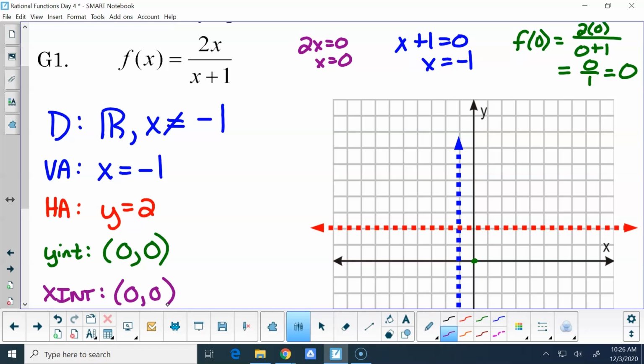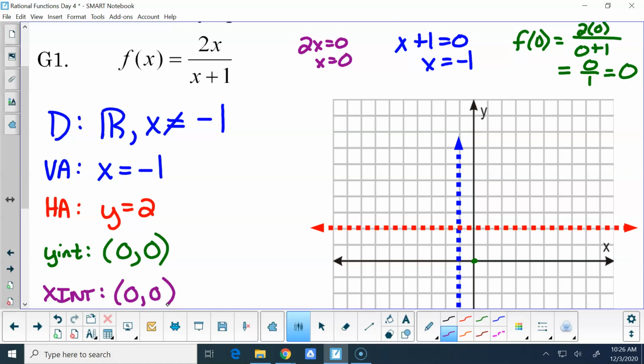Before you ask the question, the answer is yes. What was the question? The question was, do we have to find the x-intercept if we've already found the y-intercept? And the answer is yes, because they are not always going to be the same. If one of them is the origin, then the other one will also have the origin, but it could also have more. Okay? There could be multiple x-intercepts. All right? So we're good there.